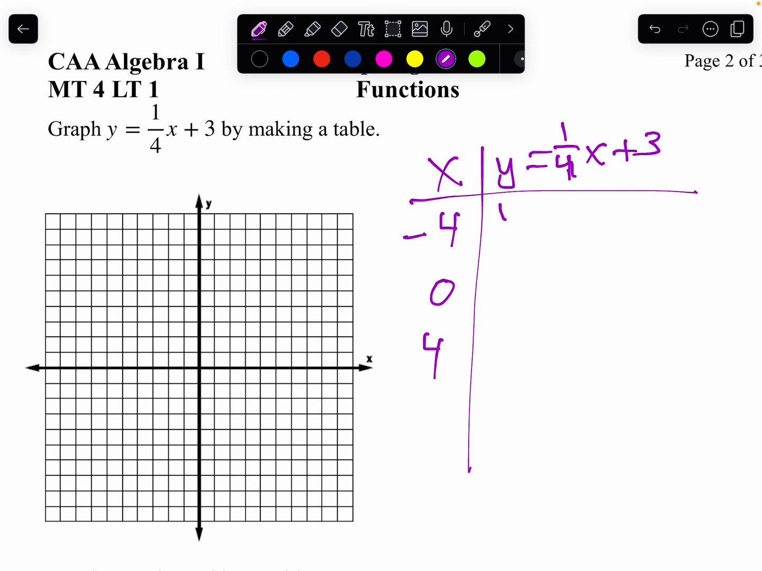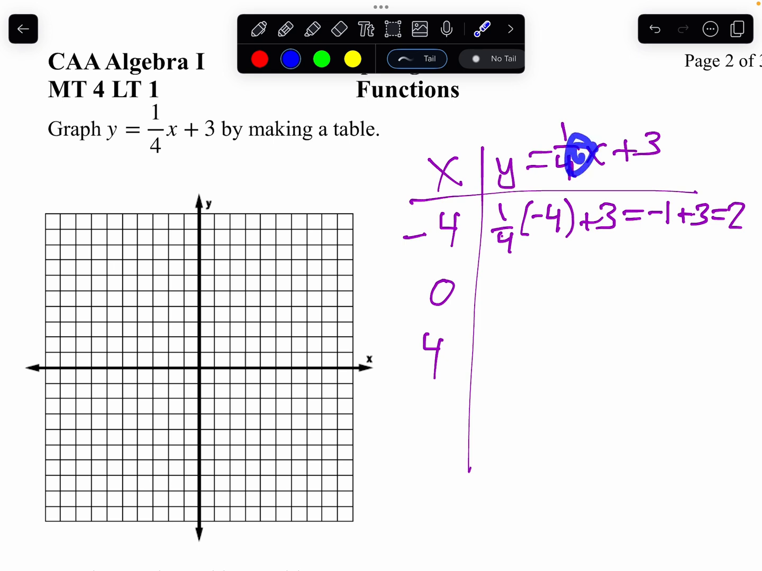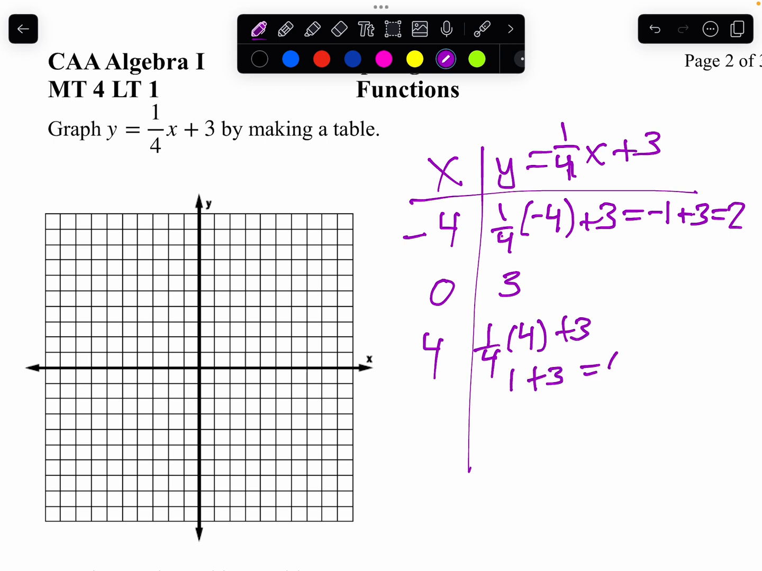I'll say 1/4 times -4 plus 3. Well, a fourth of -4 is -1 plus 3. I'm going to get 2 for y. Then I'll put in 0. And the nice thing is when you multiply by 0, we get 0, don't we? So I get 0 plus 3. Well, that is just plain old 3. Now I'll do the same thing for 4. I'll say 1/4 times 4 plus 3. Well, that's 1 plus 3, which is 4.